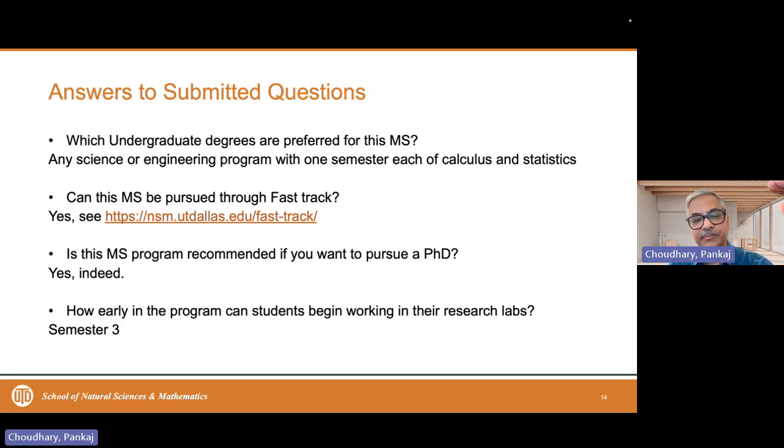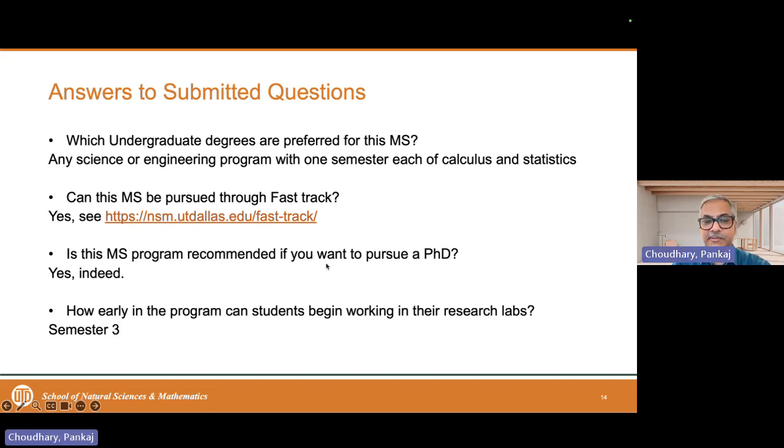Of course, if you are not in NSM, you may have to get permission from your advising office. But there is no restriction from our side. If you meet the prerequisites, if you meet the university requirements, we allow you to participate in this program.